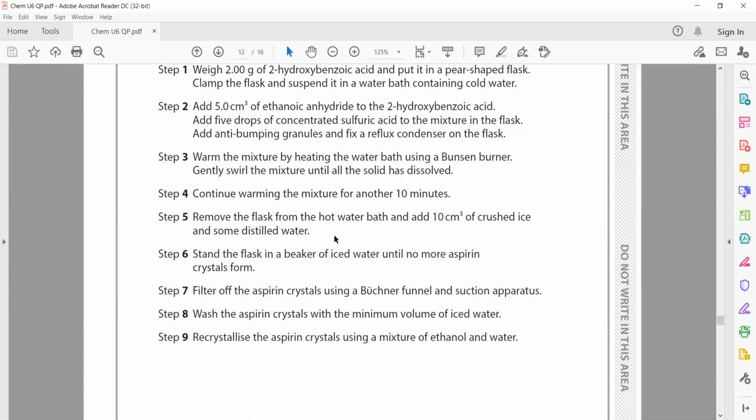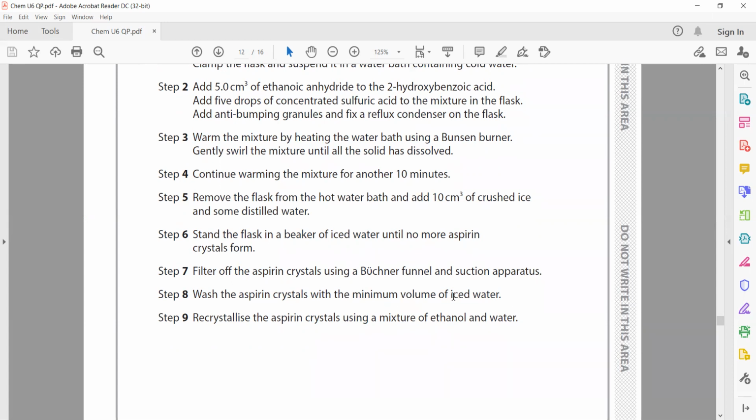And then remove the flask from the hot water and add crushed ice and water. This is to remove excess ethanoic acid anhydride. Then stand the flask in a beaker of ice water until no more aspirin crystallizes. When we filter, the aspirin will be on the filter paper, and then wash the aspirin with a minimum volume of ice water so that a very small quantity will dissolve, and recrystallize the aspirin using a mixture of ethanol and water.